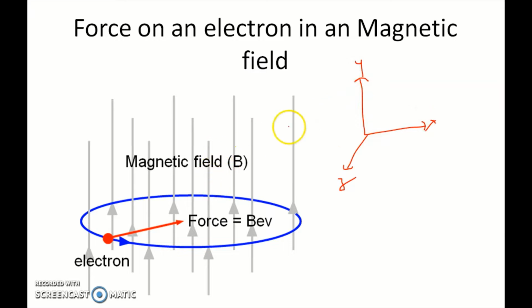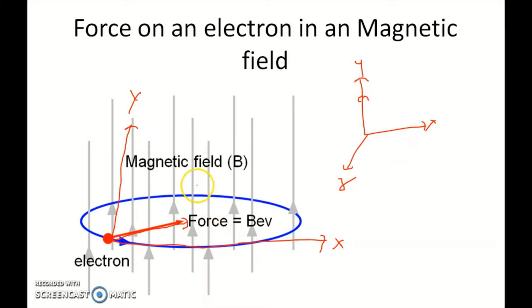If the magnetic field is flowing in the positive y direction, and the electron is flowing in this direction, that means the electron is flowing in the direction of the x-axis and the magnetic field is along the y-axis. Now the force acts on this electron towards this side, which can be taken as the z-axis. That means x, y, and z are all perpendicular to each other.